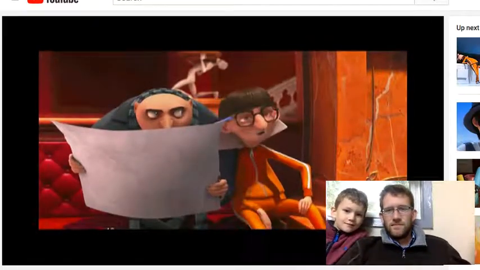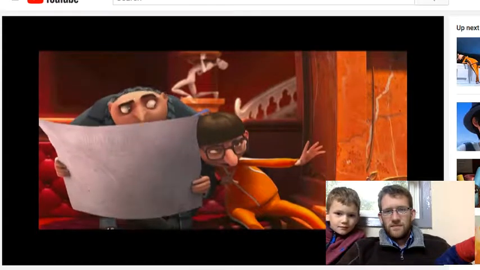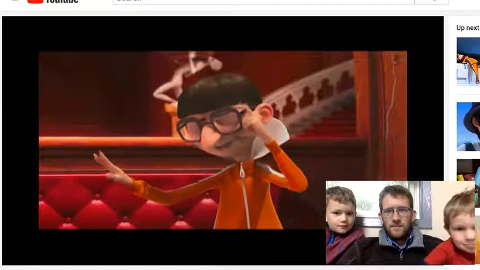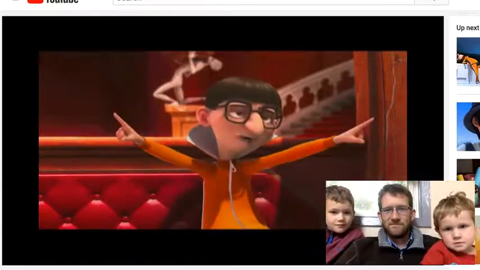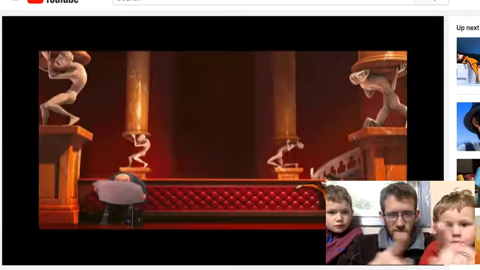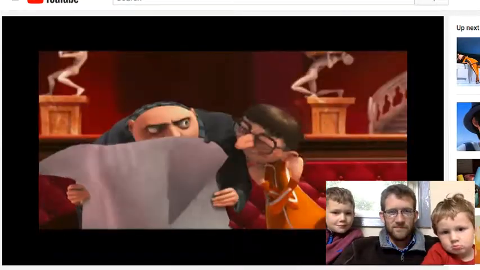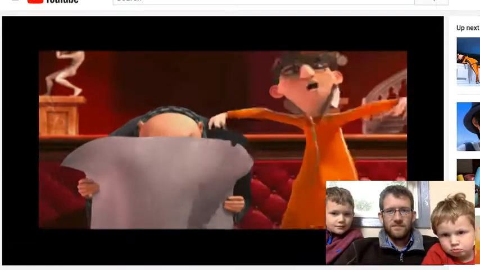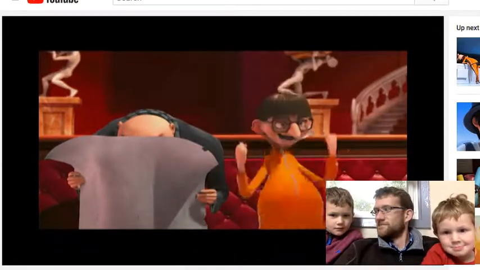I'm applying for a new villain loan. Go by the name of Vector. It's a mathematical term, a quantity represented by an arrow with both direction and magnitude. Vector! That's me, because I'm committing crimes with both direction and magnitude. Oh, yeah!